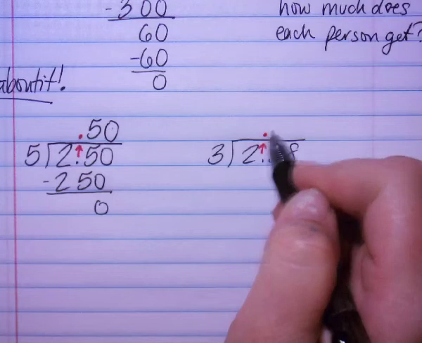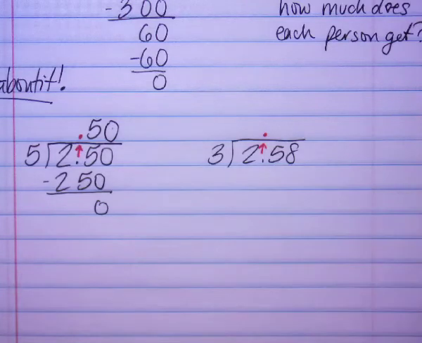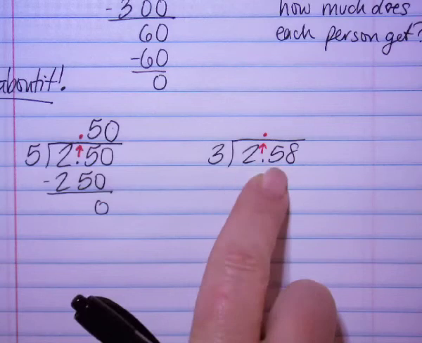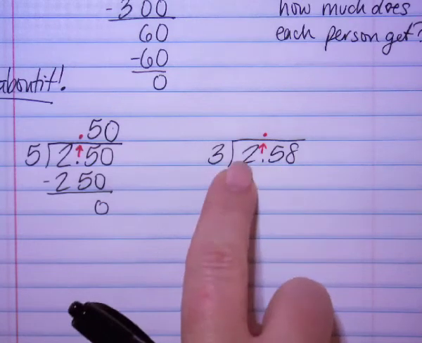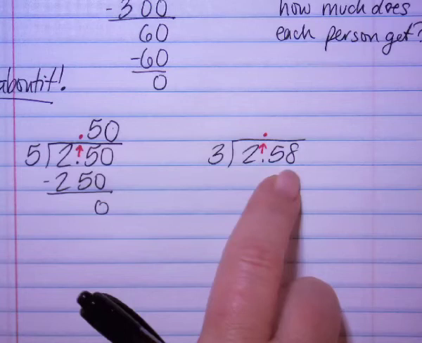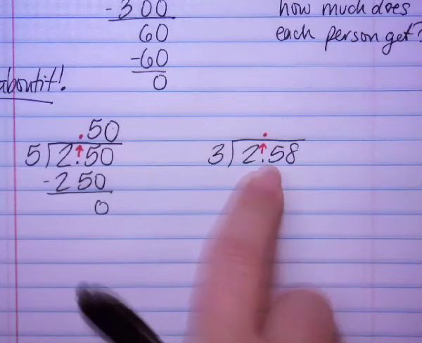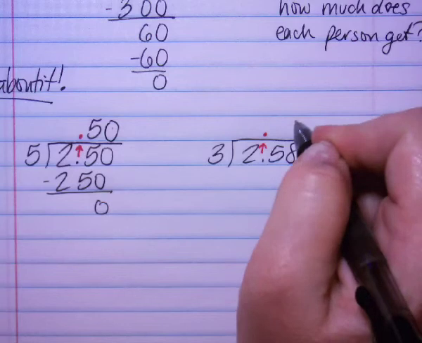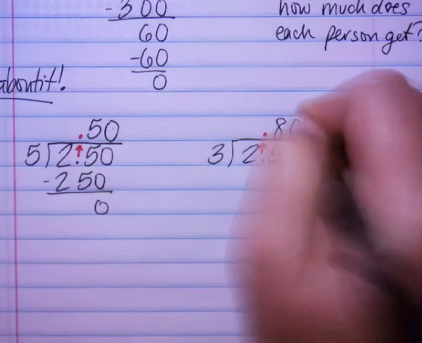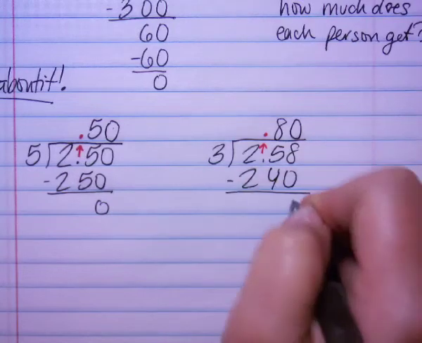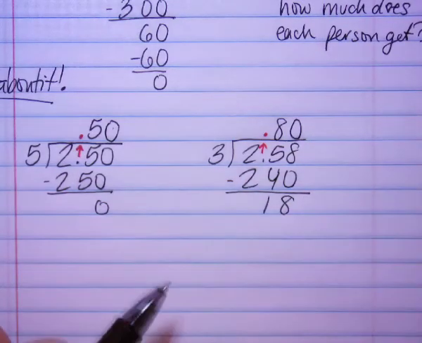And don't let this decimal confuse you. Just work like you would normally. Just pretend like 258 is a whole number, that it's not $2.58 or 2 and 58 hundredths. Pretend like it's 258, just like you would. You would put the 0 over the 8. 80 times 3 is 240. When I subtract, I get 18.